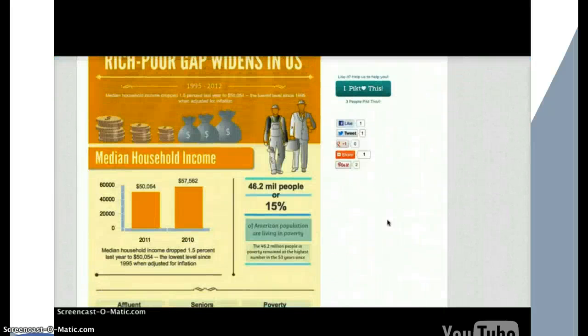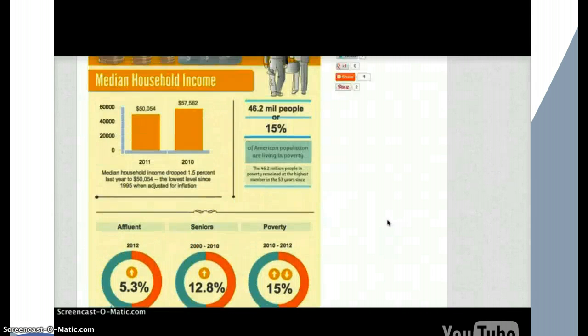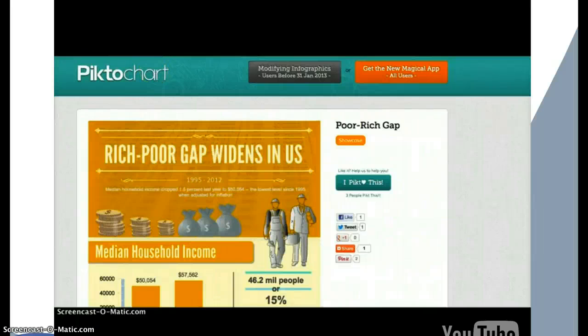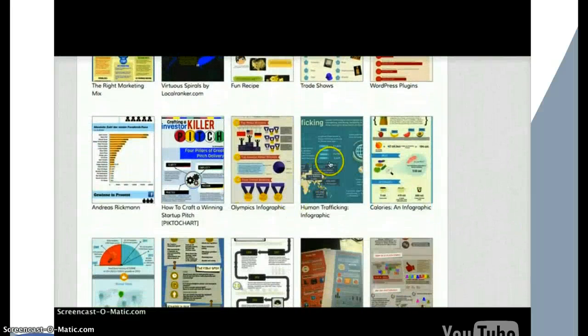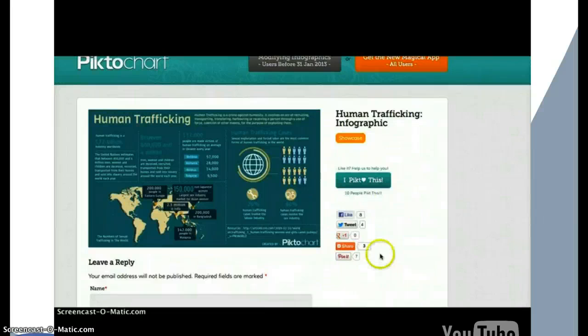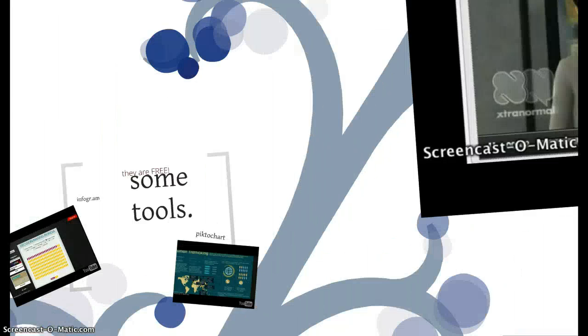This one is the poor-rich gap, and it synthesizes a bunch of information on several demographic categories, but overall trying to show the gap between rich and poor between 1995 and 2012. And then here's another one about human trafficking that I wanted to show you. There's a few of you I know that are interested in this topic. So this takes information, I think, largely from the United Nations statistics about human trafficking across the world, and it represents it in ways that I think make it visually apparent. Not my favorite word.